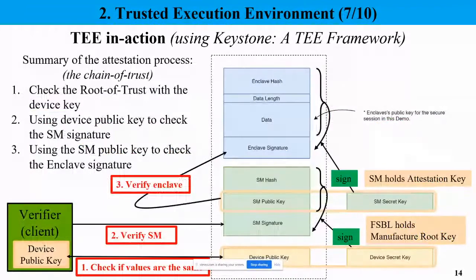The previous hashes and signatures come from the root of trust procedure. The device key is first verified by the client, which is supposed to be generated using a manufacturer key, but for now, it's stored in the FSBL. The security monitor is verified in the second step, which is signed using the device secret key in the boot procedure. Finally, the enclave application is signed using the security monitor secret key and verified with the public key.